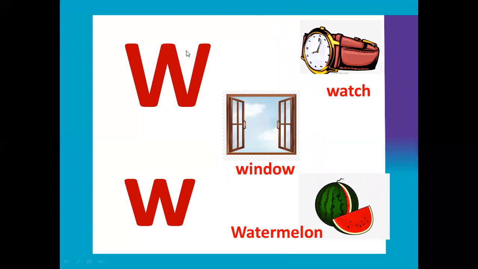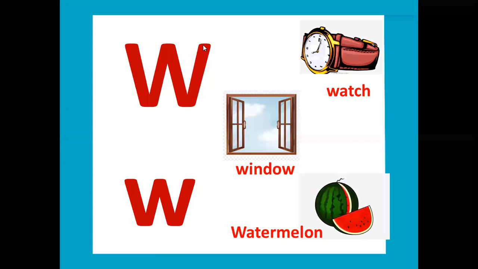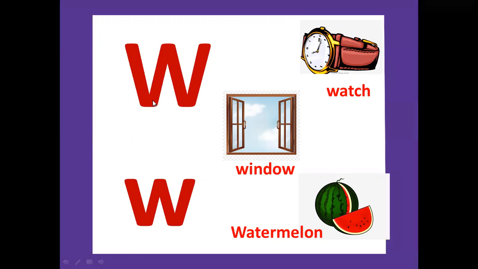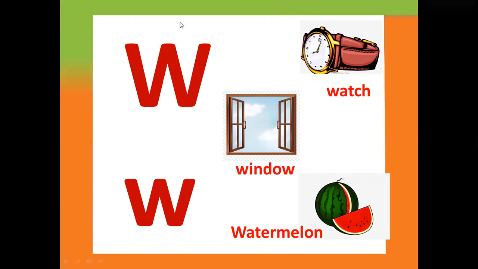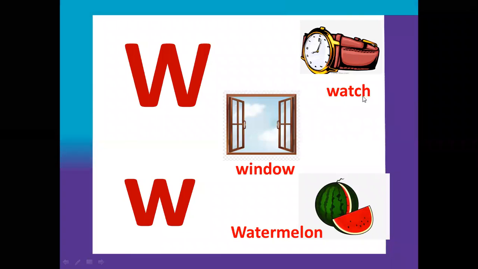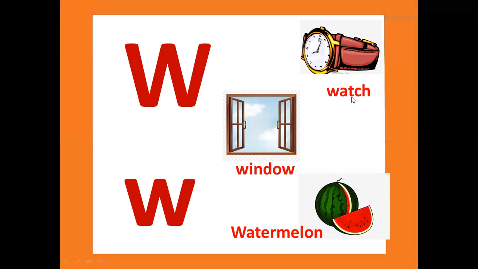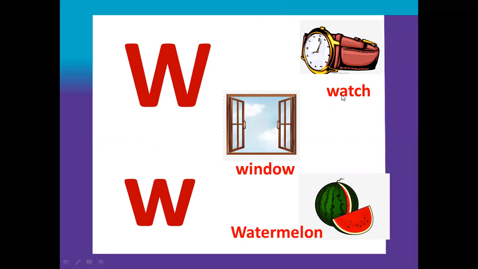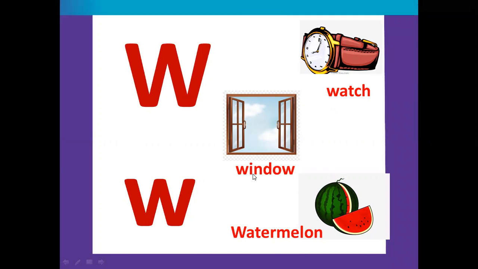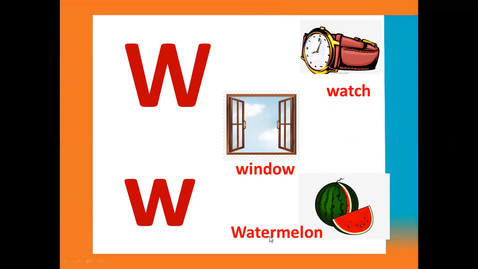Now we are going to learn the words that start with the letter W. The words that have the first letter W. Watch. The first letter of the watch is W. W-A-T-C-H. W is for watch. W is for window. And W is for watermelon.